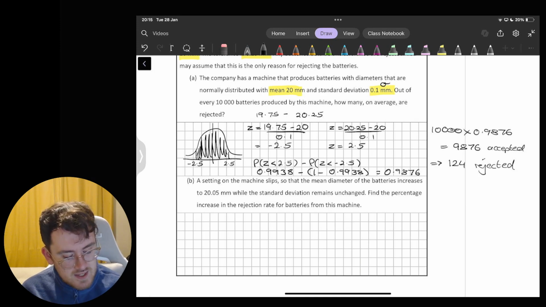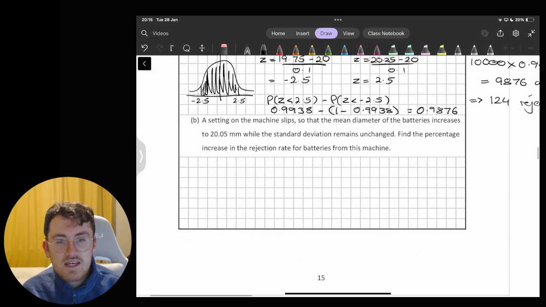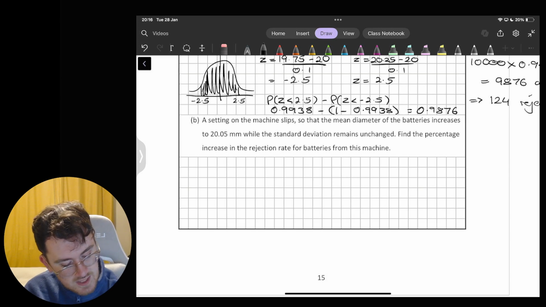So part B then: the setting on the machine slips so that the mean diameter of the batteries increases to 20.05 while the standard deviation remains unchanged. Find the percentage increase in the rejection rate for the batteries from this machine. Okay, so let's have a little look.